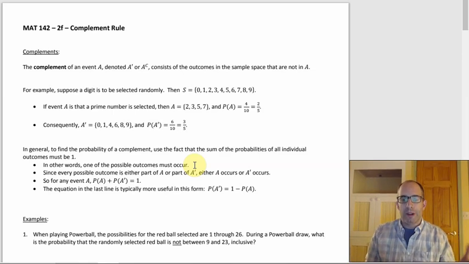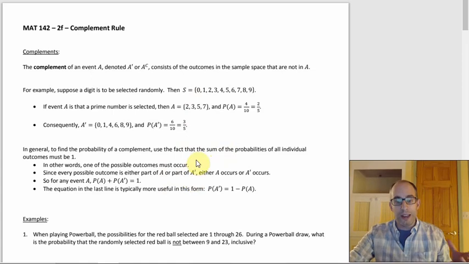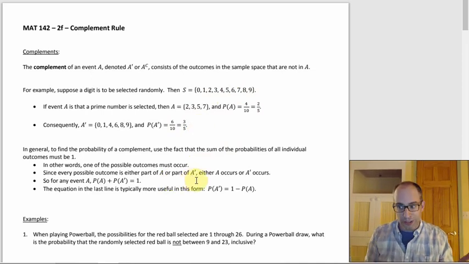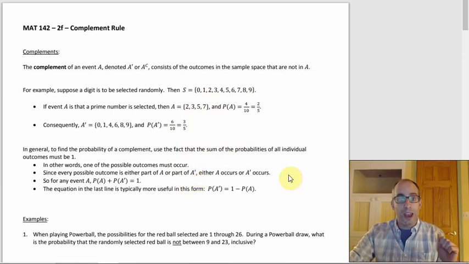And then, all right, well then, since every possible outcome, by the way that the complement is designed, is either part of A or part of A complement, right? Because for any outcome that you can pick out in the sample space, and you can see it up here with this example, if it's not in A, it's in A complement, right? Like that's just the way A complement's defined. So that means that either A occurs or A complement occurs, right?